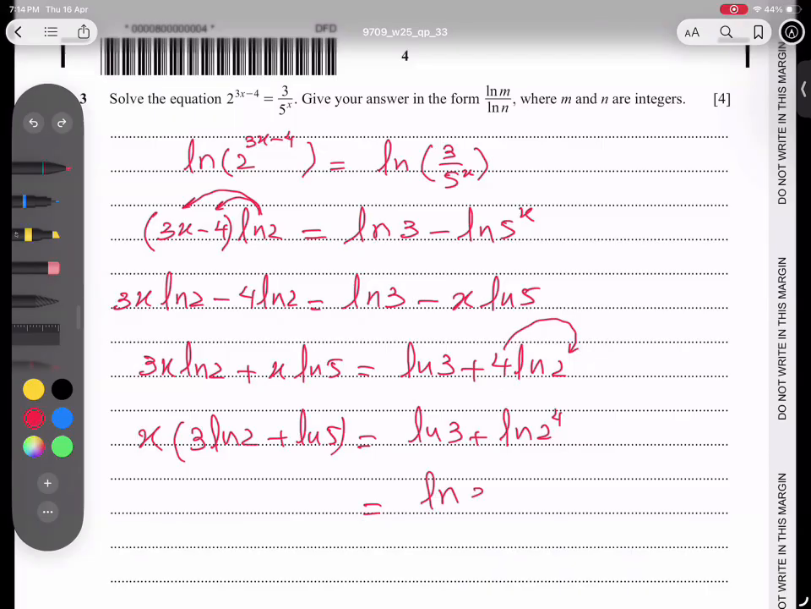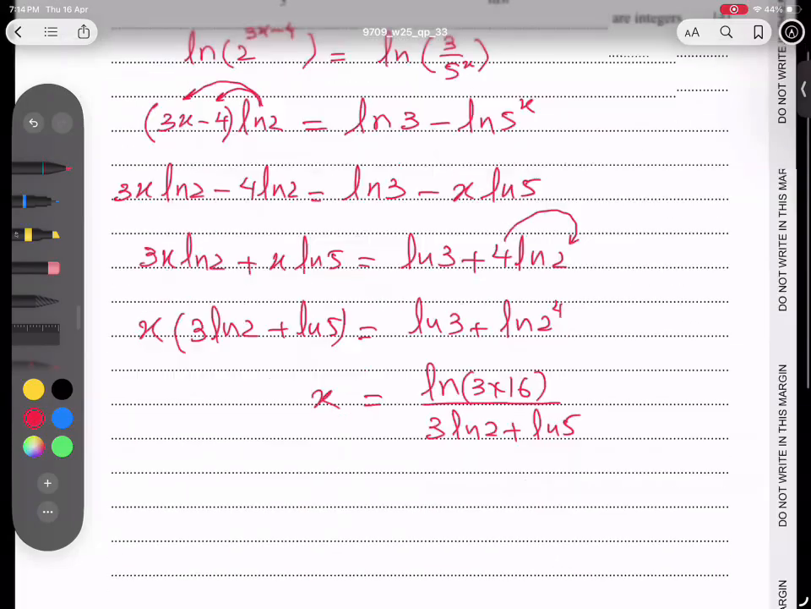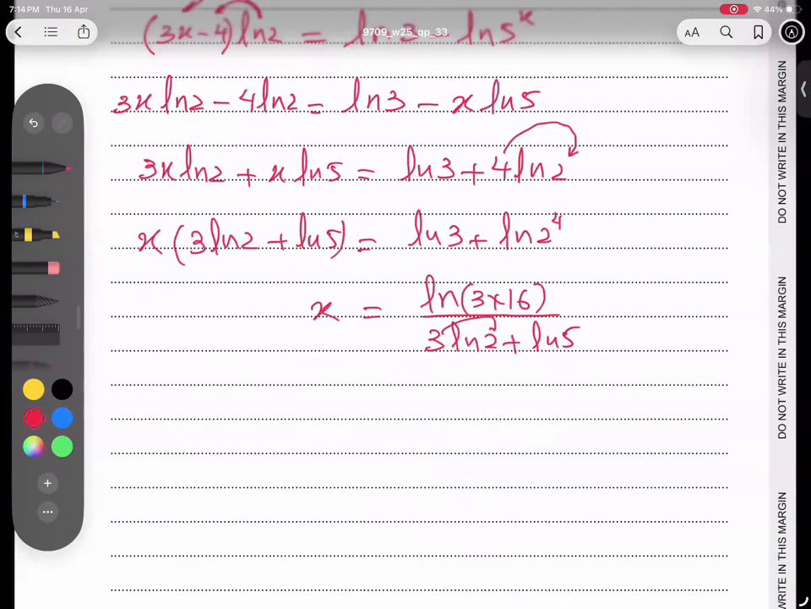It means 3 times 16. Repeat my words, 3 come from here and 16 come from here. And what about the other part? Okay, I can bring this here, 3 will go on the power. I can say it turns to be what? Just a minute, please. I'll bring this on the other side. So 3 ln 2 plus ln 5. And 3 will go on the power. So we are getting log of 48 in the numerator, and log of 2 to the power 3 is 8.